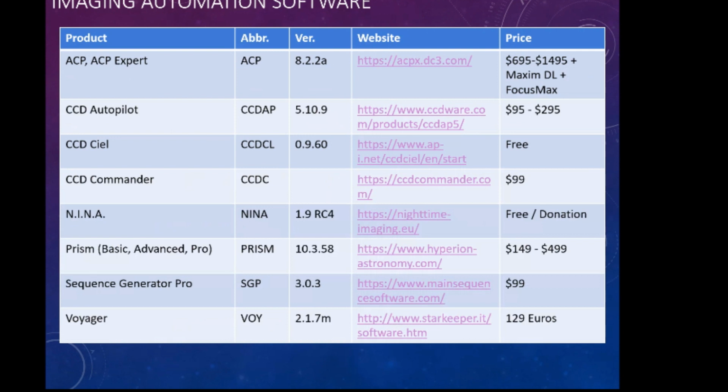As you can see, price-wise, they range from totally free with the CCD Seal and Nina to lower price products that are in the $100 range to mid-priced all the way up to ACP and ACP Expert, which when you put together the mandatory additional software into the price, this gets you up to the $2,000 range. So quite a range here, free to $2,000.